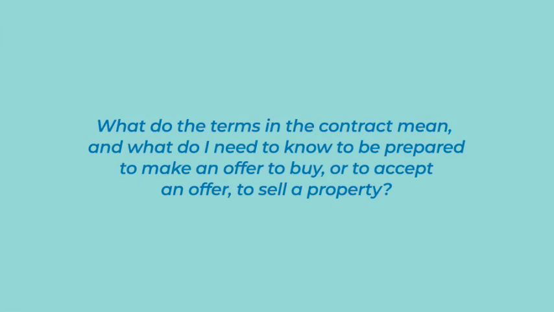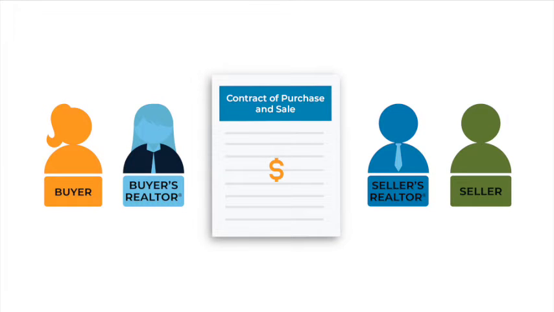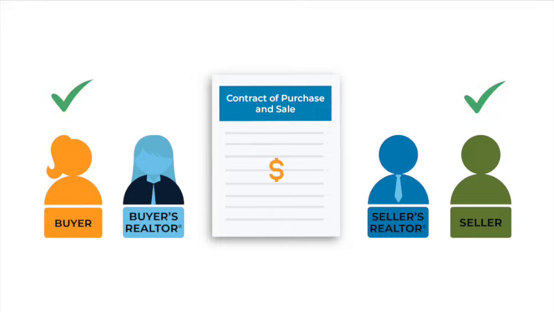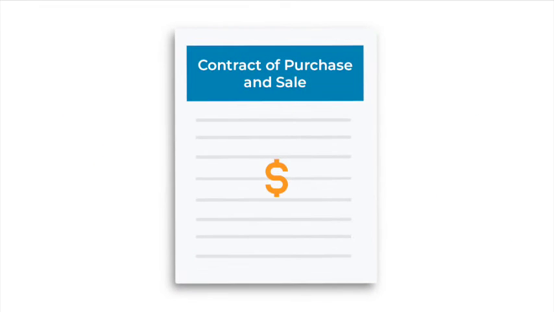What do the terms in the contract mean? And what do I need to know to be prepared to make an offer to buy or to accept an offer to sell a property? It's important that all parties to the Contract of Purchase and Sale Residential are aware of its terms and conditions, so that they know what their obligations are and can carry them out. We will now review some of the important terms contained in the Contract of Purchase and Sale Residential. You should be sure to review the contract in more detail with your realtor before you sign one for yourself.